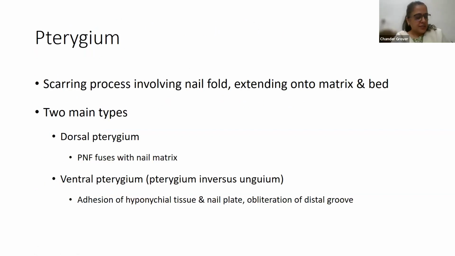Pterygium, it's a scarring process. The word means a wing, the wing shape defect, which is more aptly described for the dorsal pterygium, where the proximal nail fold is fusing with the matrix and then with the bed. But you also have a ventral pterygium or pterygium inversus. However, it is not exactly wing shaped, though the terminology remains the same because the pathogenesis is the same, adhesion of the hyponychial tissue. So here the proximal nail fold fusing with the bed, and here the distal nail fold fusing with the bed, causing obliteration of the distal groove, obliteration of the proximal groove.